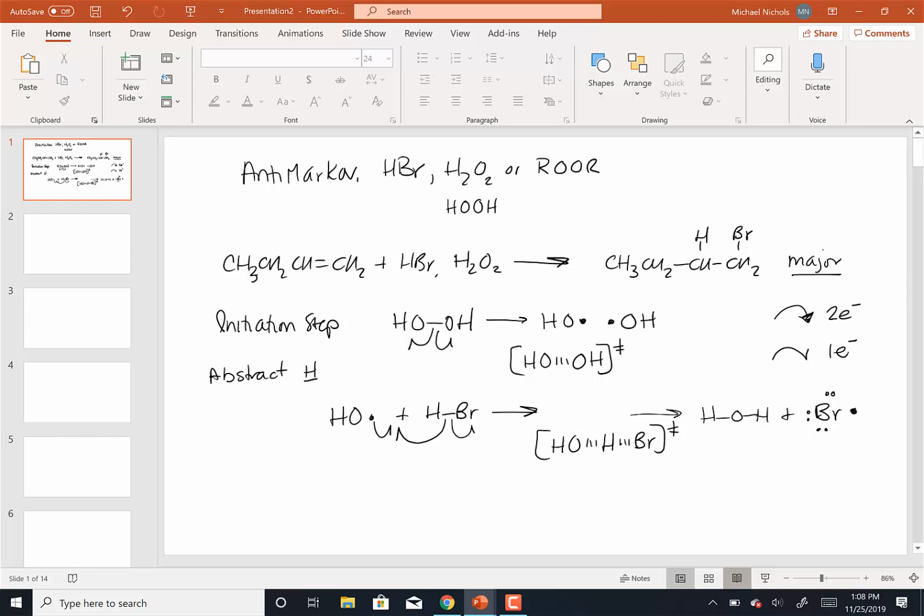Okay. So this is essentially step 2 of this mechanism. And at this point, I've done nothing with the double bond. All I've done is make a bromine atom, which is what the purpose of the hydrogen peroxide is. So now comes the third critical step. And that is that the bromine atom is going to add to the double bond.